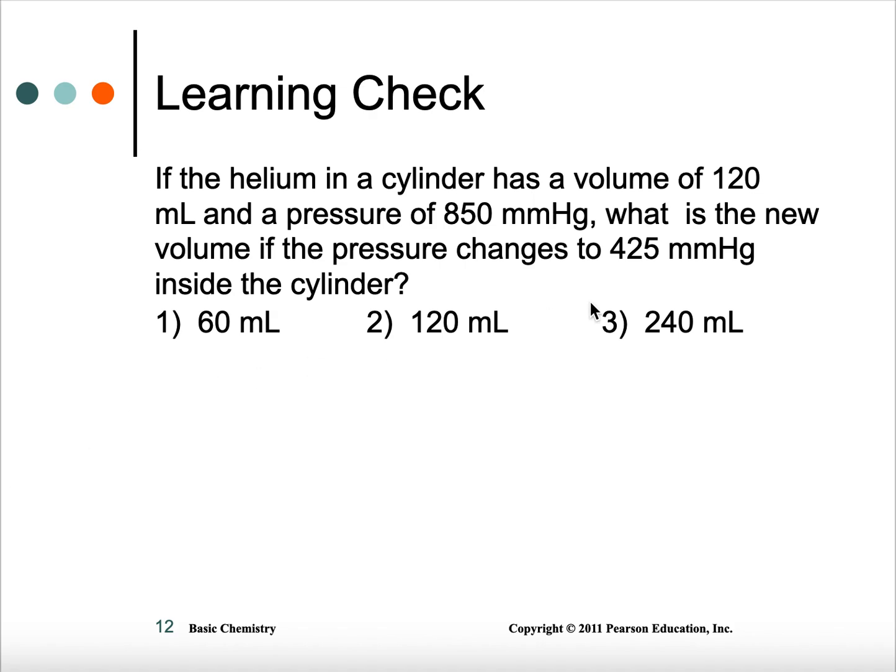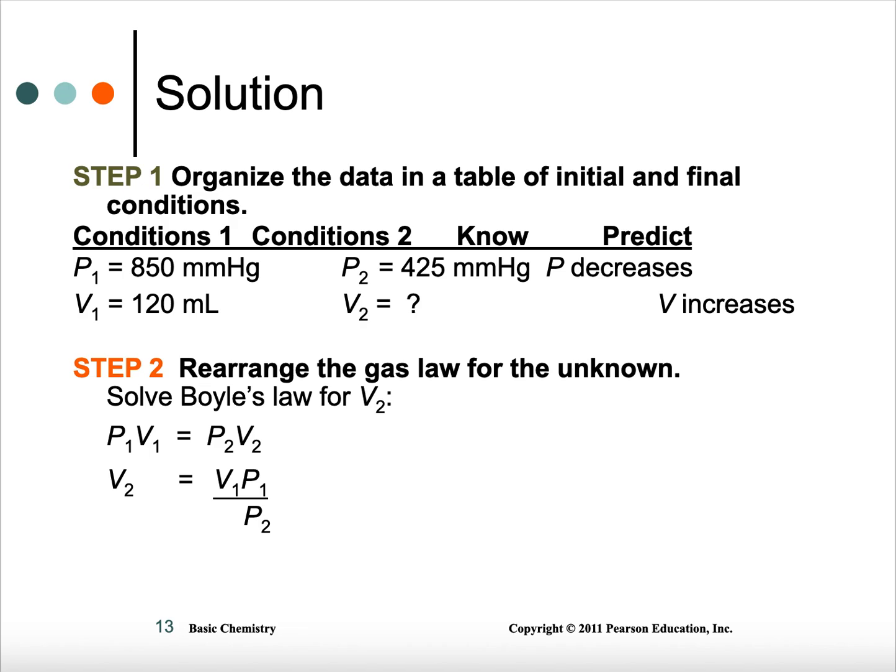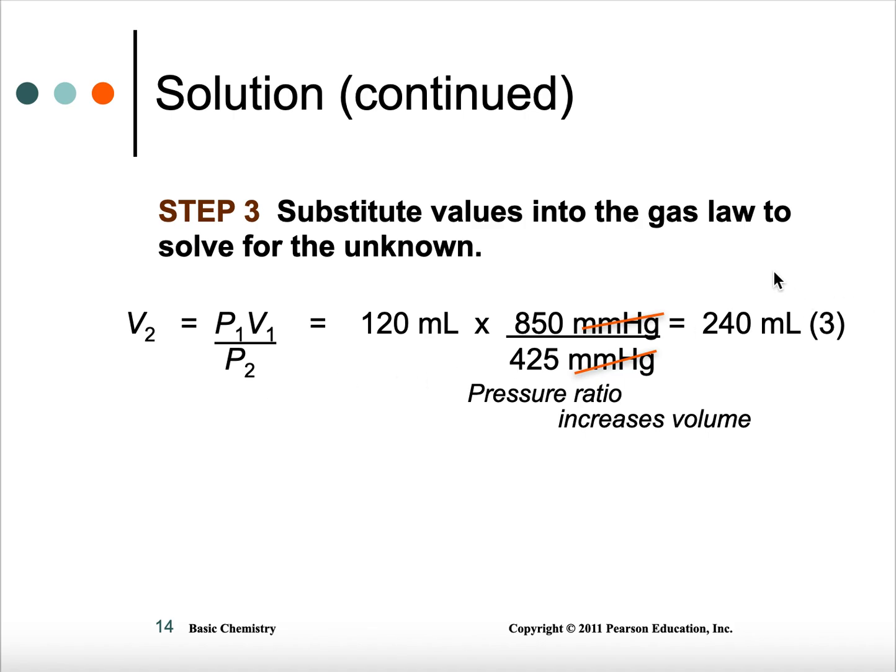If the helium in a cylinder has 120 mils and a pressure of, so that's your original volume, your original pressure, and then you have a new pressure, what is the volume? Okay, so you're going to solve for V2, fill in all the others, and just do the math. Very simple. We'll do these on the board. So you're going to solve for V2. You're going to get V1, P1, P2, and then just put those in, multiply top times top, divided by the bottom. You end up with 240 mils.